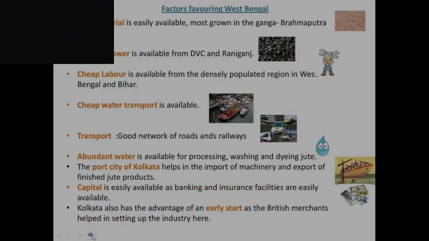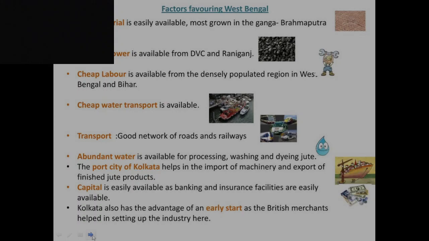Now, factors favoring West Bengal for this. So what are the factors? As all of you know, raw material is easily available, mostly from the growing area of the Ganga Brahmaputra Delta. Coal fields, as all of you know, Raniganj and Jharia are very near in this area. Cheap labor you can find from Bihar and Bengal, a densely populated area, so cheap labor is also available. Cheap water transport is also available.